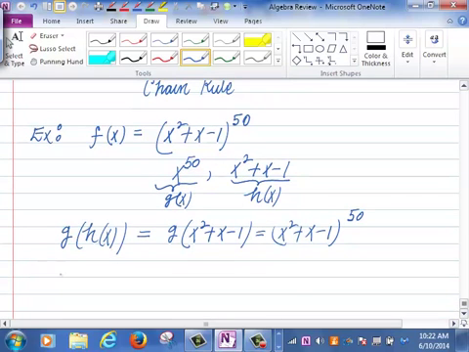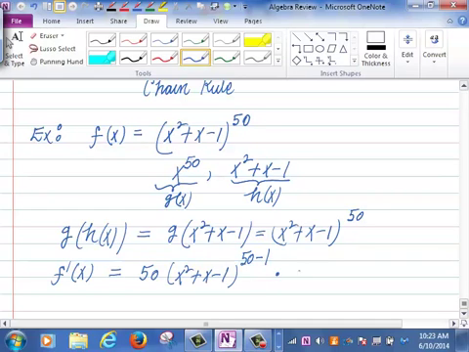And so it turns out that the derivative of f can be found in the following way. The derivative of f, you take the derivative of the outside function. Here, outside is x to the 50. What's the derivative of x to the 50? 50 times x to the 50 minus 1. That's the derivative of the outside, but instead of writing x, you have to put in the inside, x squared plus x minus 1.